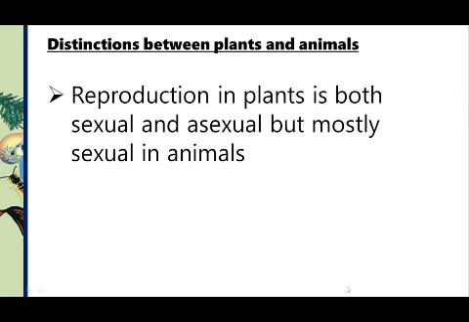The last but not the least is reproduction in plants and animals. Reproduction in plants is both sexual and asexual. You can attest to the fact that we can cut part of the plant and we are able to reproduce that part of the plant. But in the case of animals, that does not occur.